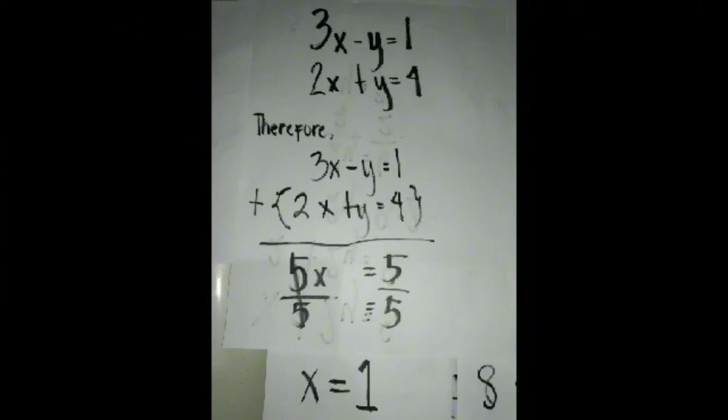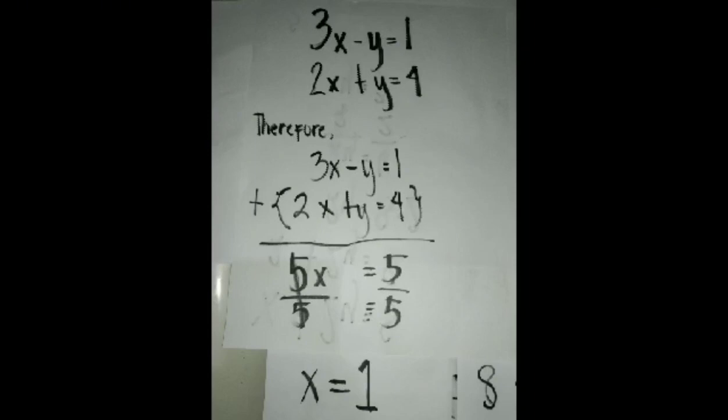We have 3x minus y is equal to 1 and 2x plus y is equal to 4. So as you can observe, they have different signs. So by our step in the process of elimination, if the signs are different, we need to use addition. Therefore, 3x minus y is equal to 1 plus 2x plus y is equal to 4. Therefore, 3x plus 2x is equal to 5x. Then we eliminate negative y plus y because they don't have any value. And 1 plus 4 is equal to 5.